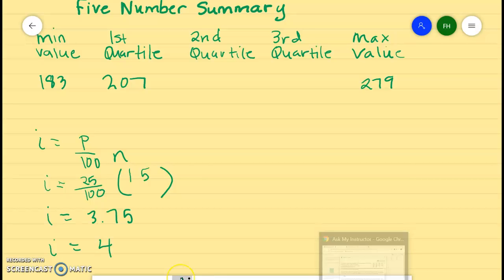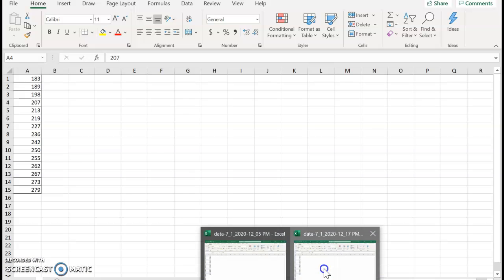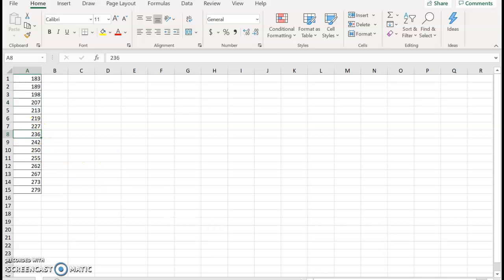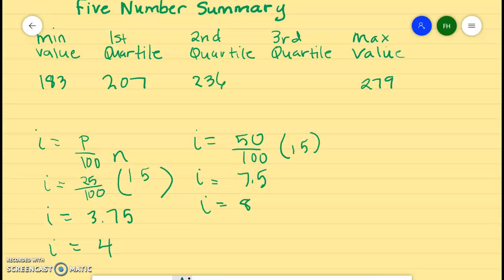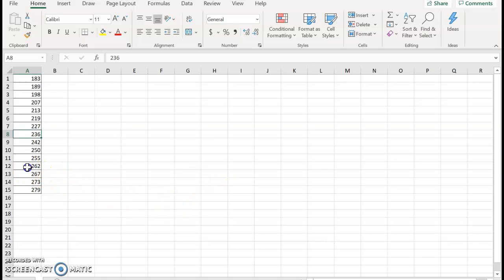Now the second quartile, you would do the same thing, except you're going to do 2/4, which is 50 percent. And that would be half of 15. So that would be 7.5. So we're going to round that to the 8th position. So that would be 236. And then the third quartile, which is 3/4, which is 75 percent. And then we're going to do 0.75 times 15, and we get 11.25, which would round up to 12. So the 12th position, which is 262.